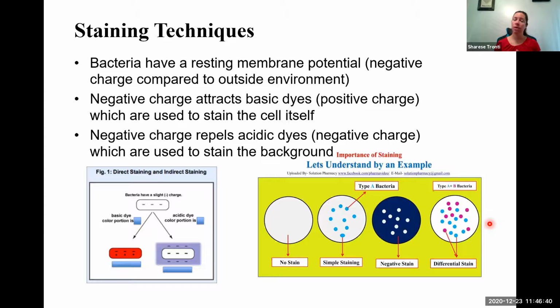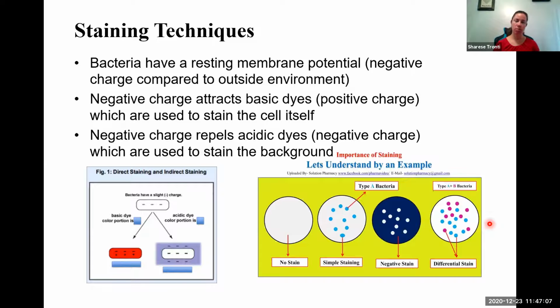If you don't remember all of that, that's okay. I just do need you to definitely know that the inside of a cell is negatively charged, okay? Why is that important? Because that's going to affect how different stains behave. So we have two different types of stains. We have basic dyes and acidic dyes. Now, basic dyes are positively charged.